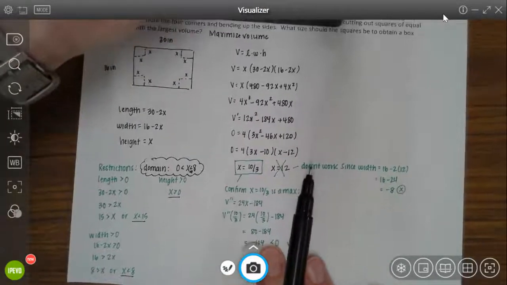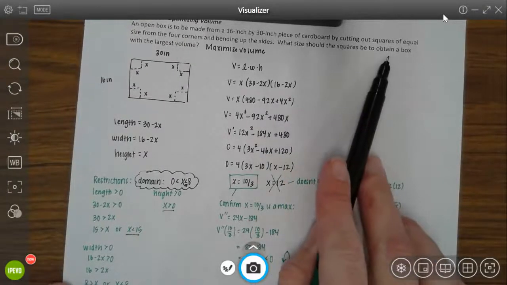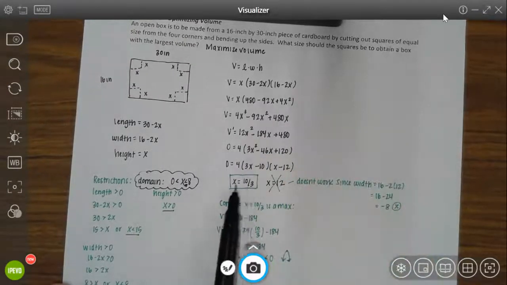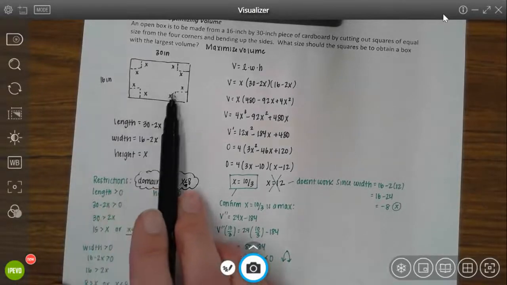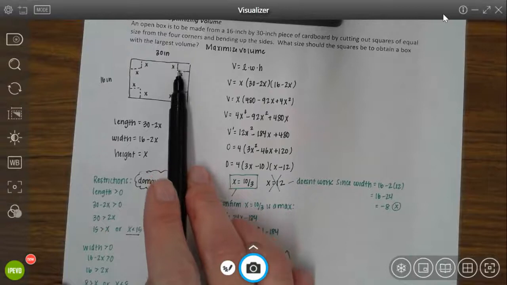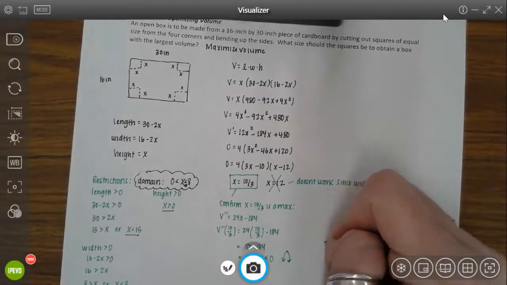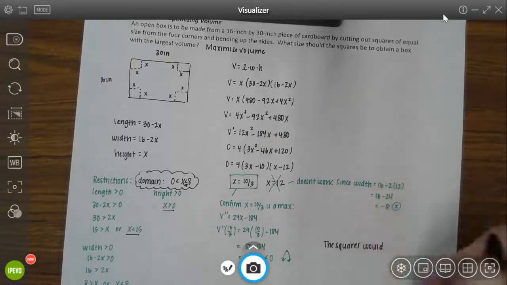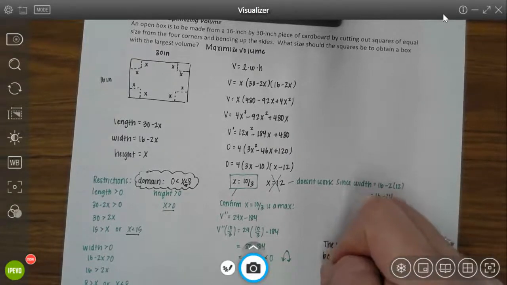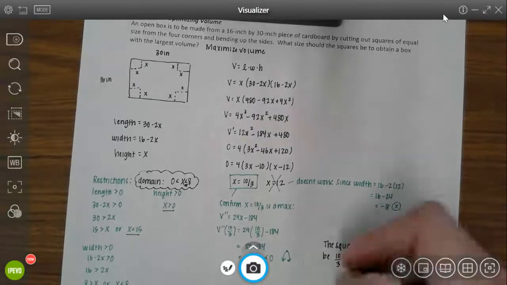If I go back up to see what the question's asking me, it's saying, what size should the squares be to obtain a box with the largest volume? Well, this x, remember, is representing our height. So this is the dimension of the squares that we're actually cutting out of the side of the box. So this 10/3 is actually our answer here. So I'm going to say the squares would be 10/3 inches by 10/3 inches.